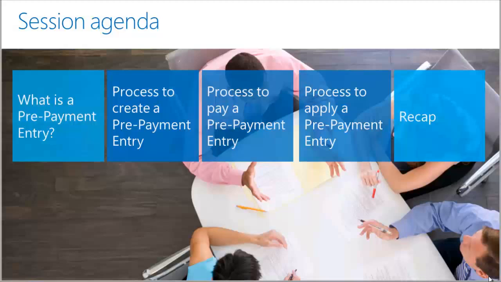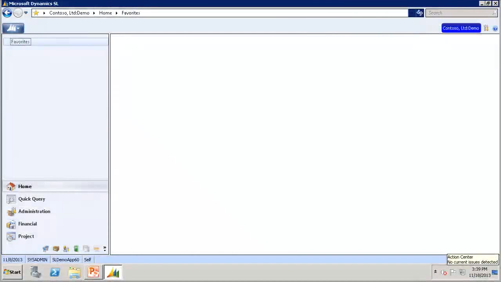A prepayment is a check created in the system without a voucher. The vendor carries a negative balance until a voucher is entered to apply to the prepayment. When the check is released, the vendor balance is updated automatically to show the net effect of the voucher and prepayment. Now that we have a better understanding of what a prepayment entry is, let's enter one into Microsoft Dynamics SL.